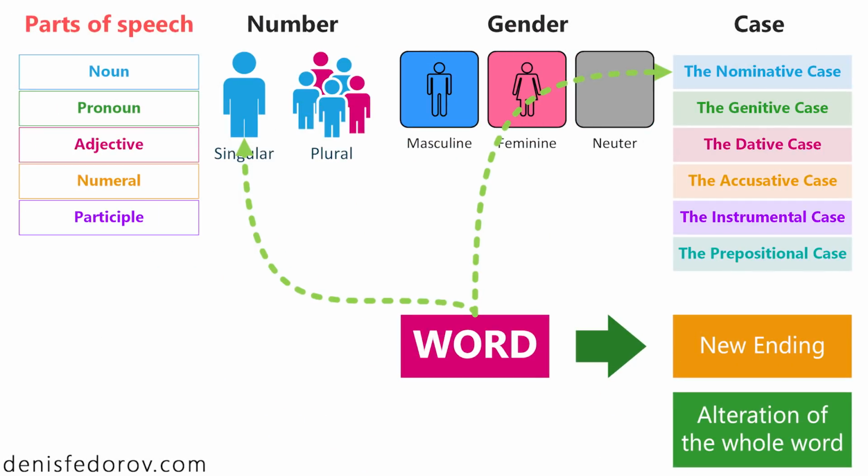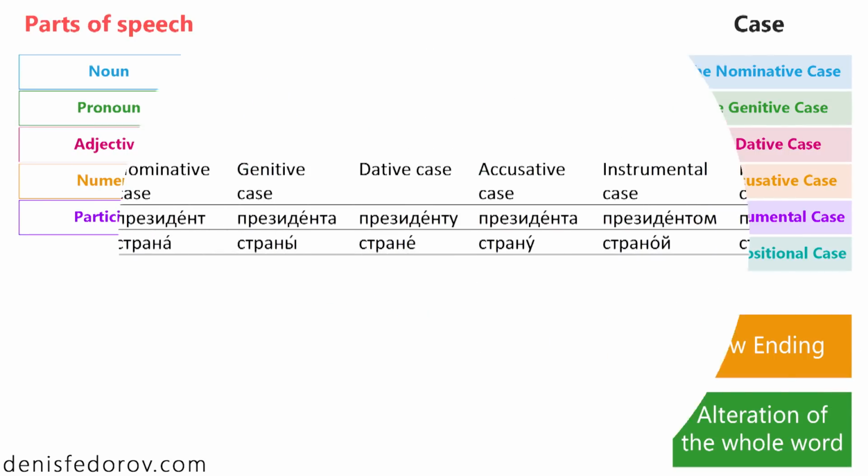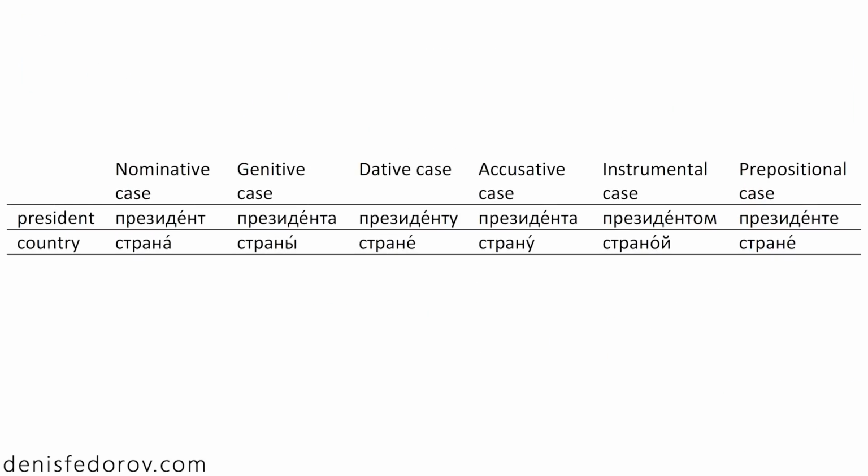Okay, so there are 6 cases in Russian, and in different cases the same word would look differently. Usually and most likely the word will change insignificantly, it will change its ending. But sometimes the same word can change completely. Here are the examples of how word endings can change in different cases. So as you see in this table, each of the represented words has a different ending, so that's how we understand the role of a word in a sentence, by its ending.